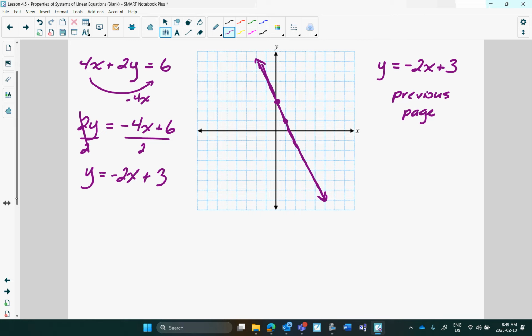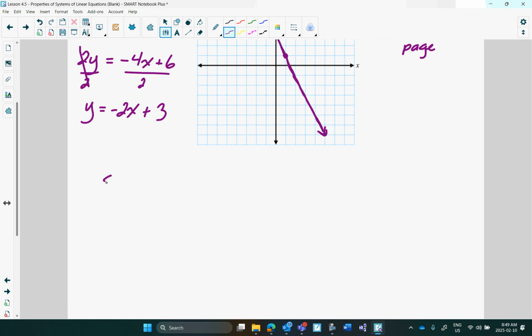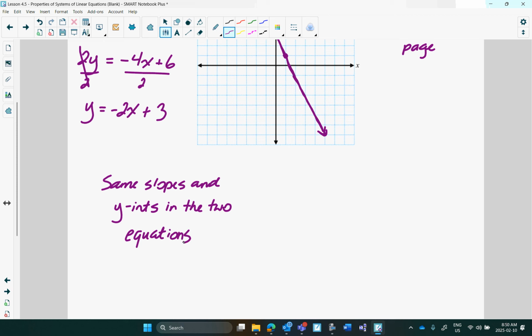So, same slopes and y-intercepts in the two equations means there are infinite solutions because they're the same line.